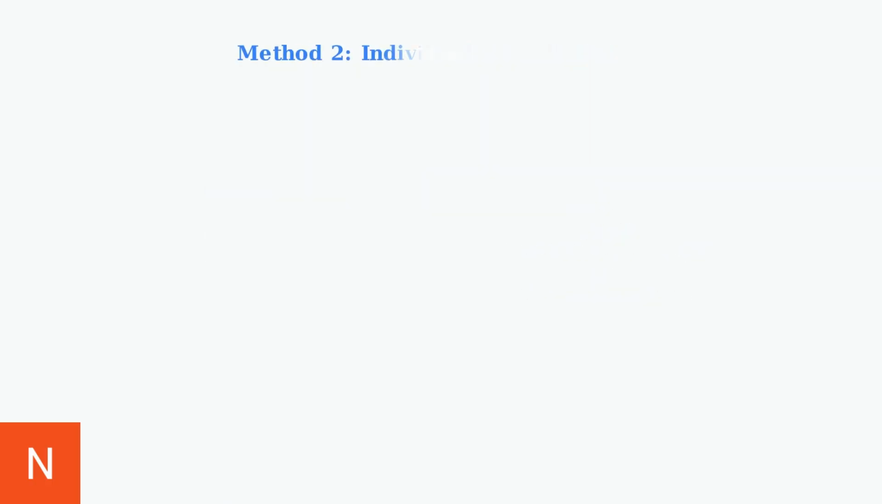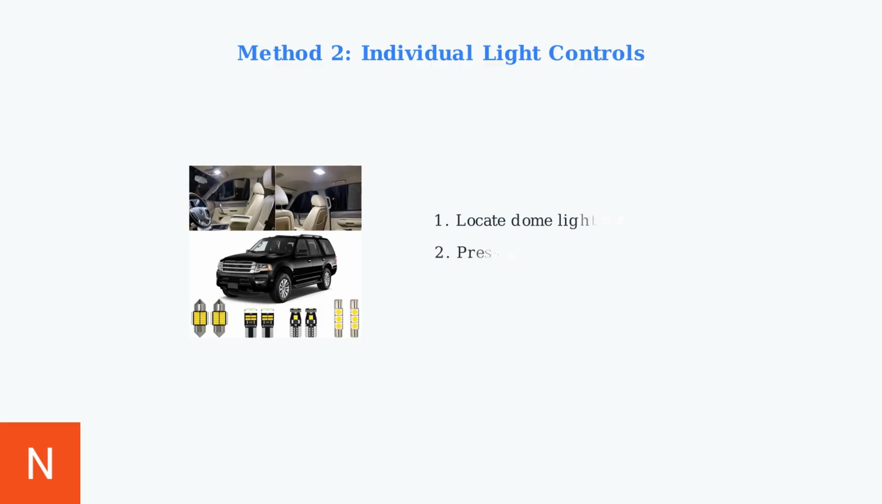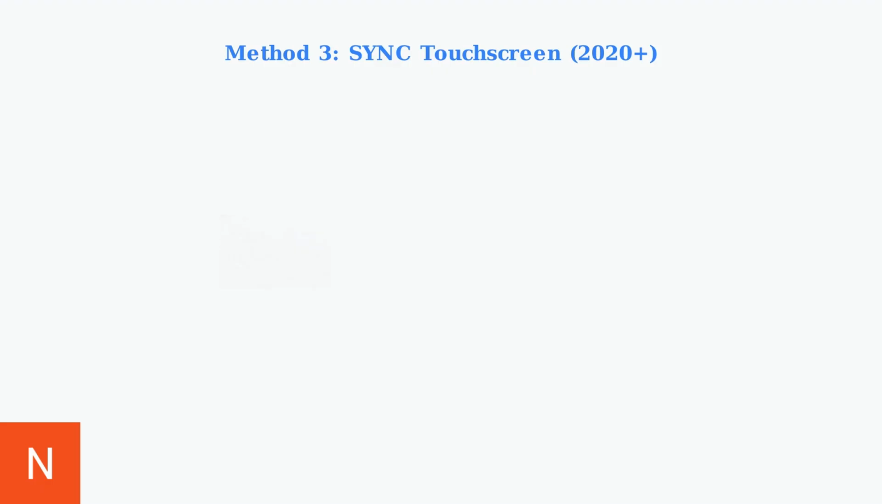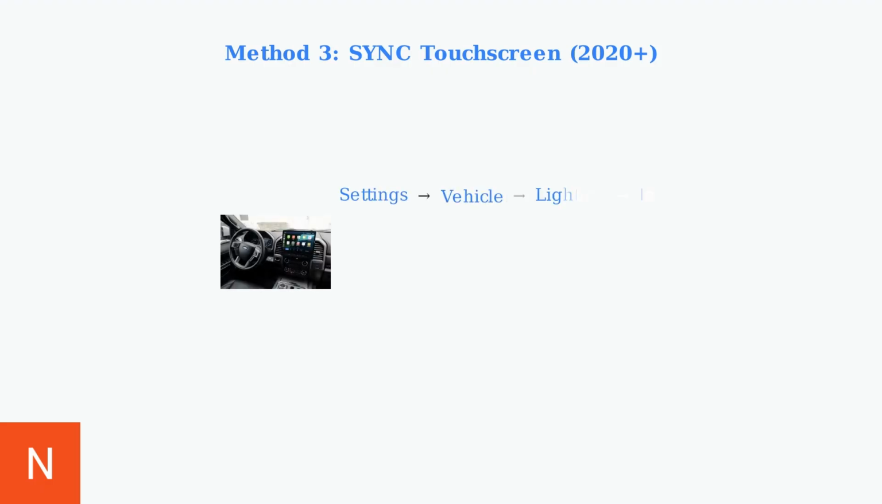Method 2 involves individual dome light controls. Each dome light has its own manual switch. Press and hold any dome light switch for 3 seconds to disable its automatic function. For 2020 and newer models, Method 3 uses the Sync touchscreen system. Navigate to Settings, then Vehicle, then Lighting, and finally Interior Lights to access comprehensive lighting options.